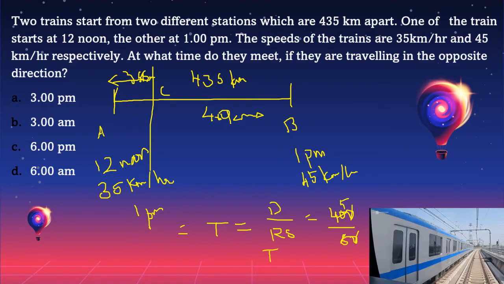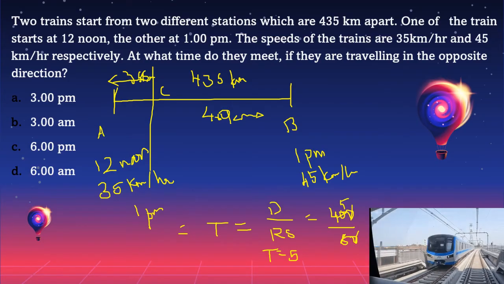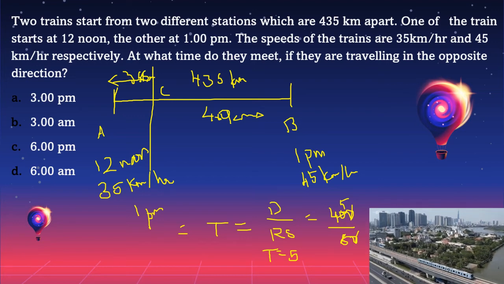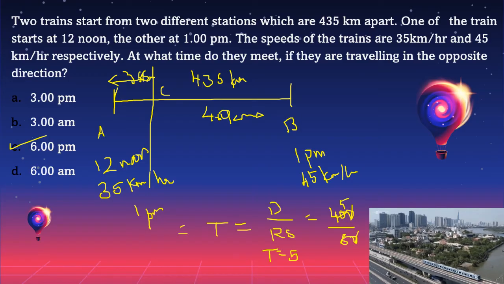That is exactly it: it takes 5 hours from 1 p.m. for both of them to meet. So from 1 p.m., 5 hours is nothing else but 6 p.m., and option C will be your answer. So this is one way of solving.